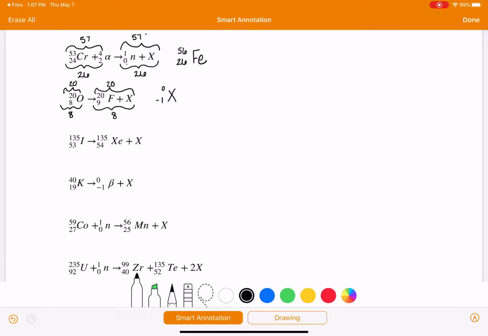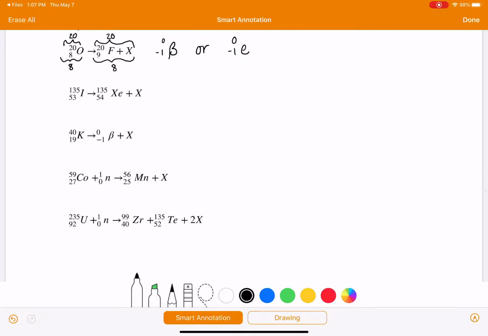Go take a look at your list of the 5 subatomic particles. Which particle has a mass number of 0 and an atomic number of negative 1? That's our beta particle, or the electron.